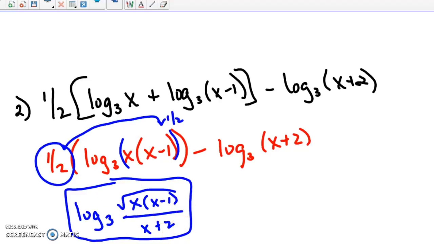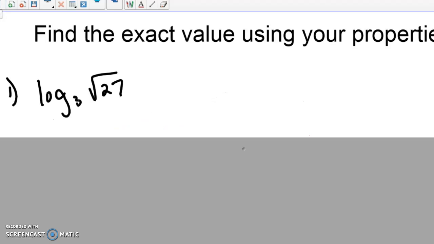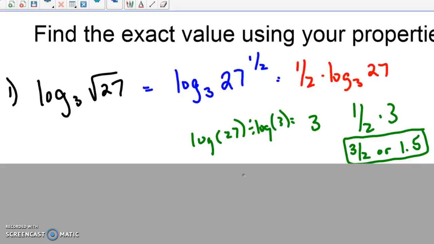Okay, then let's take a look at, again, using our properties and our calculators to help us find the exact value of the log. So when we're trying to find the exact value, we can go ahead and change that radical to a fraction exponent. So instead of the square root of 27, it would be 27 to the 1/2 power.